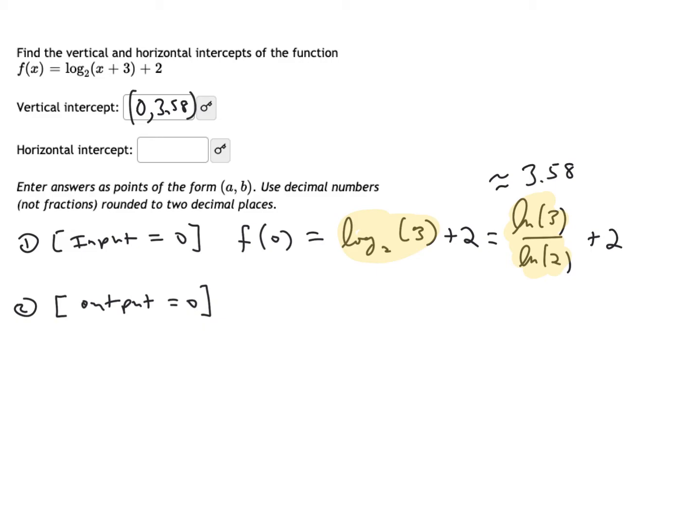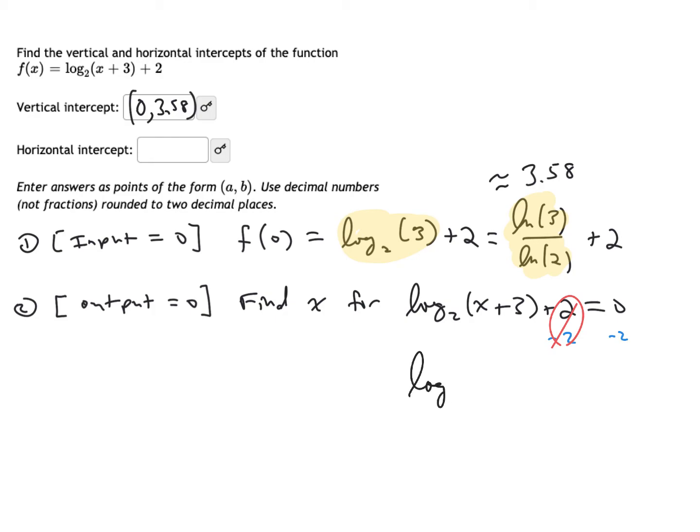The horizontal intercept always involves solving an algebra problem because we have to figure out what the input should be for the output to be 0. So the question is, what is the input so that the output is 0? We can solve this equation by first isolating this logarithmic piece. To do that, I would subtract 2 from both sides, which makes this go away. And I'll have the log base 2 of x plus 3 equals negative 2.